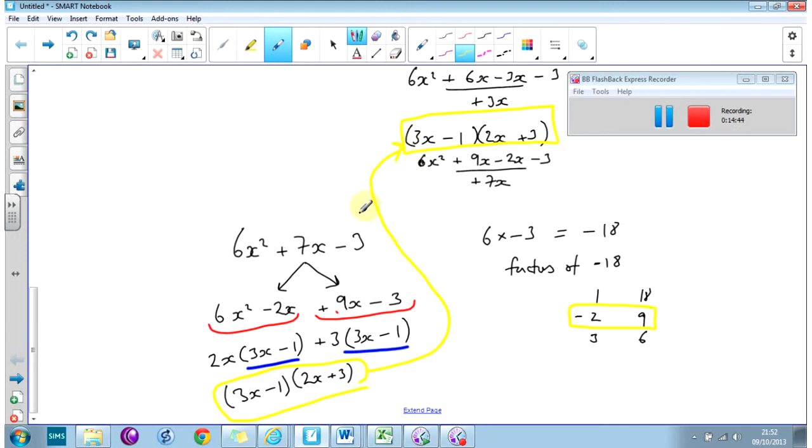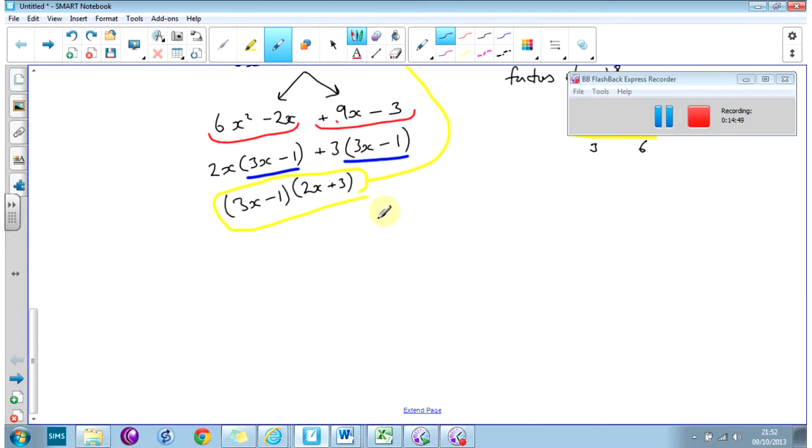Now, I've already said that if you're not paranoid enough to check by multiplying out, you deserve to get it wrong. So I'm going to follow my own advice here. I've got 3x minus 1, and I've got 2x plus 3. I've actually already done it, haven't I, above? So 3 times 2 is 6x squared. 3 times 3 is positive 9x. Minus 1 times 2 is minus 2x. Minus 1 times 3 is minus 3. And then that leaves me with 6x squared plus 7x minus 3.